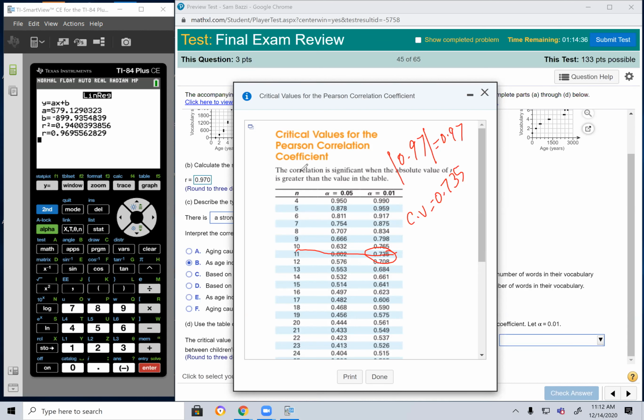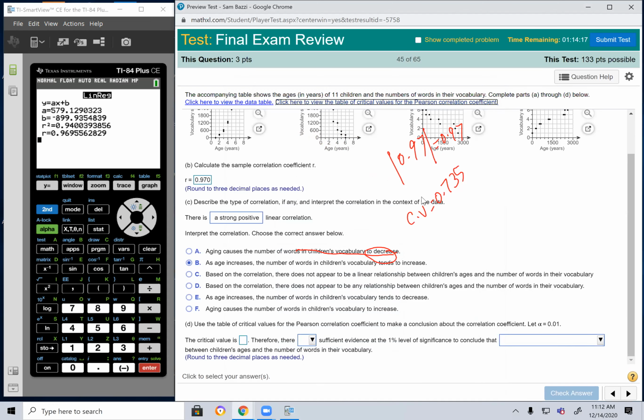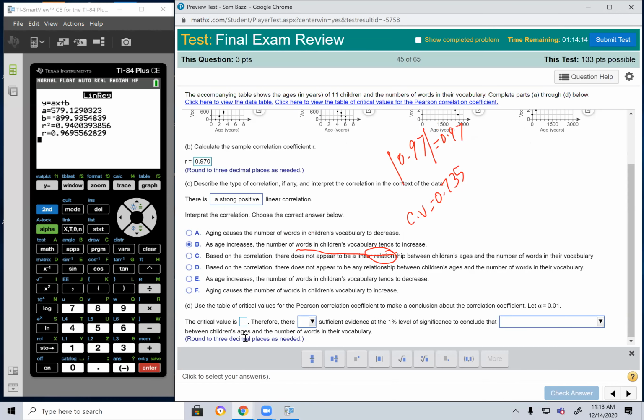Okay, look what he says. He says the correlation is significant when R is bigger. Well, R is bigger here, so the correlation is significant. If this R, let's say, was 0.65, then you say the correlation is not significant. So that's how easy it is to use this table to perform the test. So you just say the critical value is 0.735 from the table. There is sufficient evidence to conclude that the correlation is significant. And that's it. Next question.